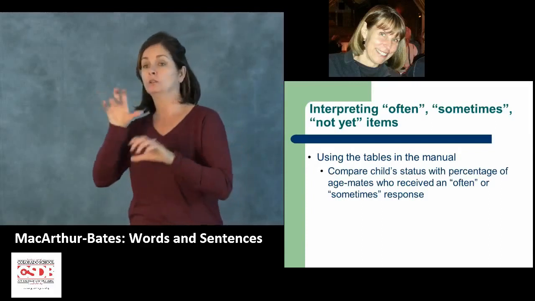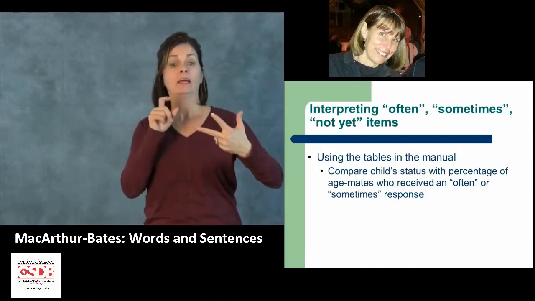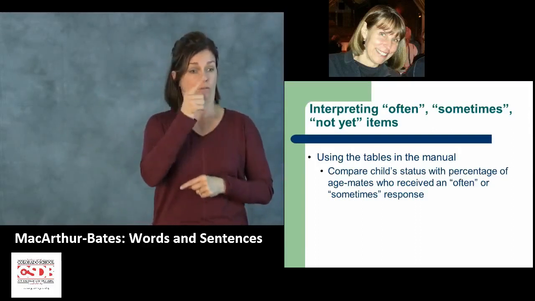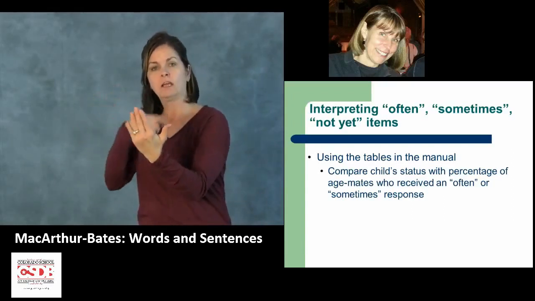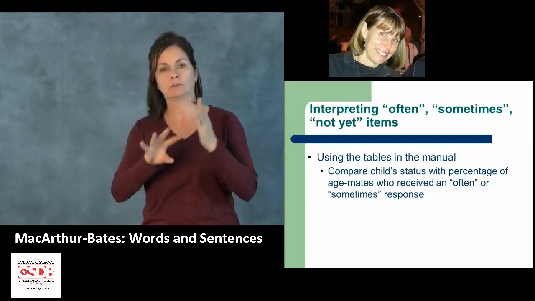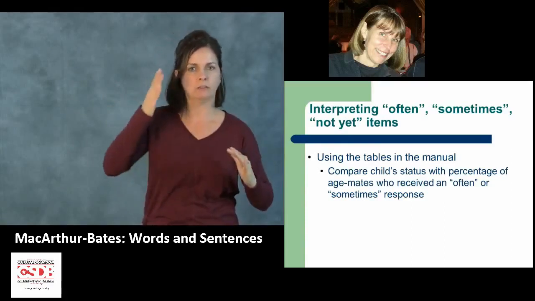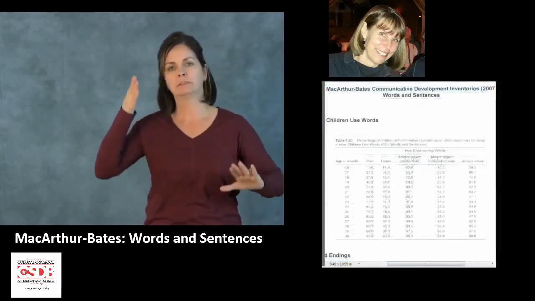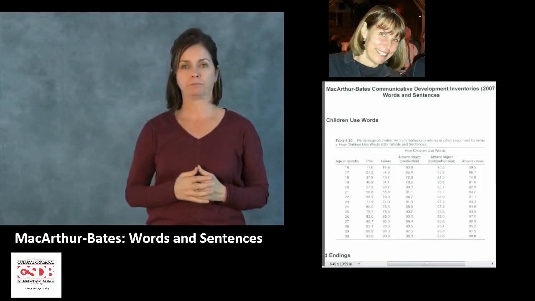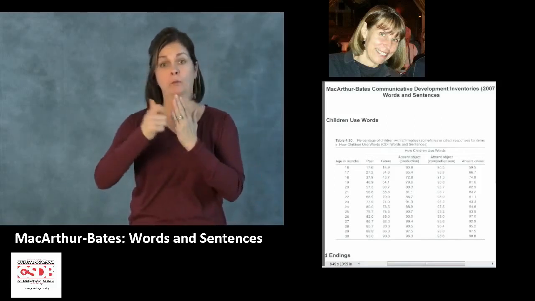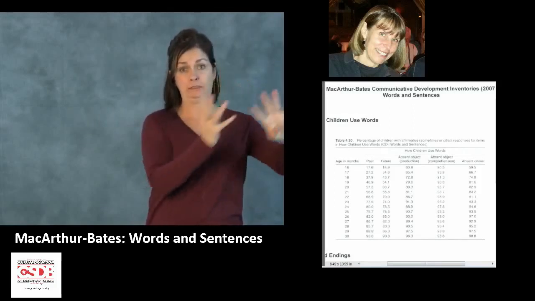And in order to know if that's appropriate for the child's age, there's a table in the manual for the MacArthur that will show us what percentage of children at each age level are doing those different skills. So let's take a look at that table right now. And again, this page is in the manual, and it also can be downloaded from the wiki website that's shown in the comment box in the chat on this website.